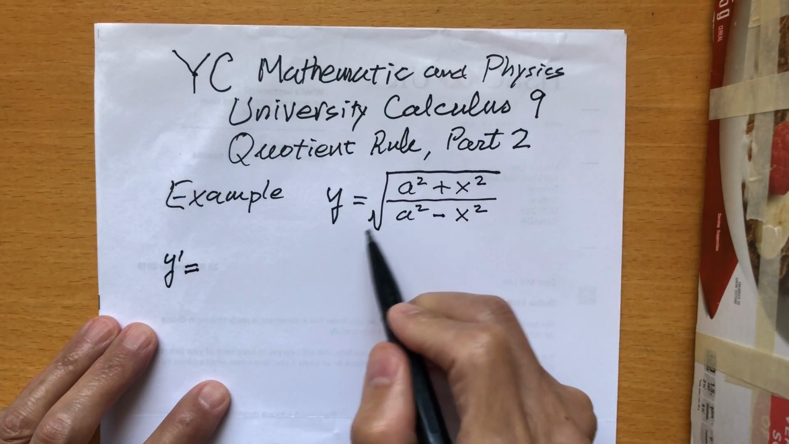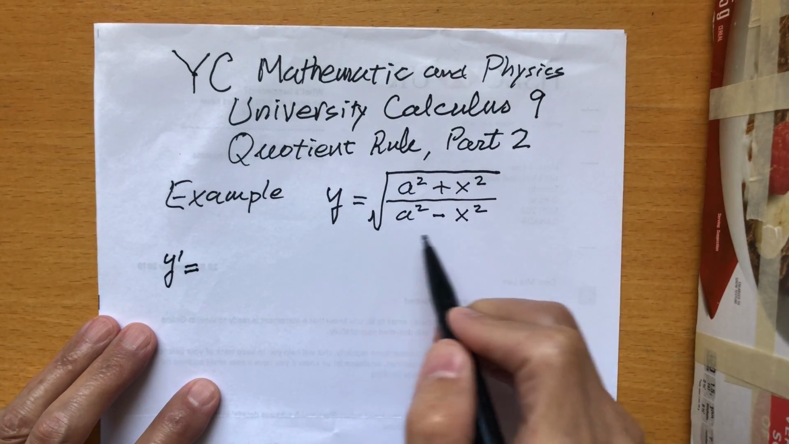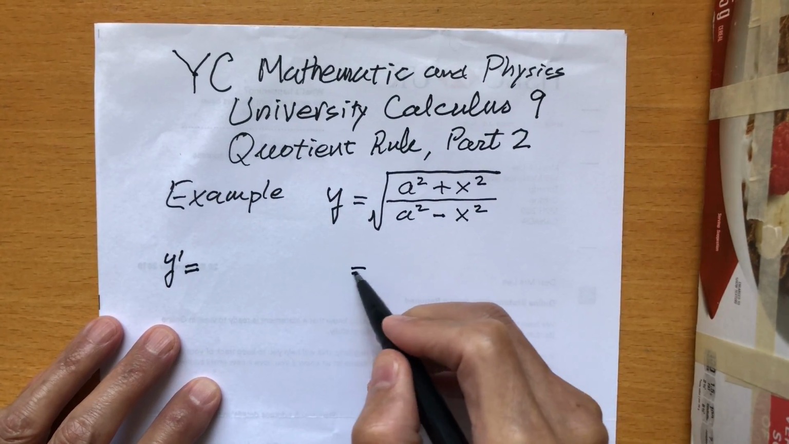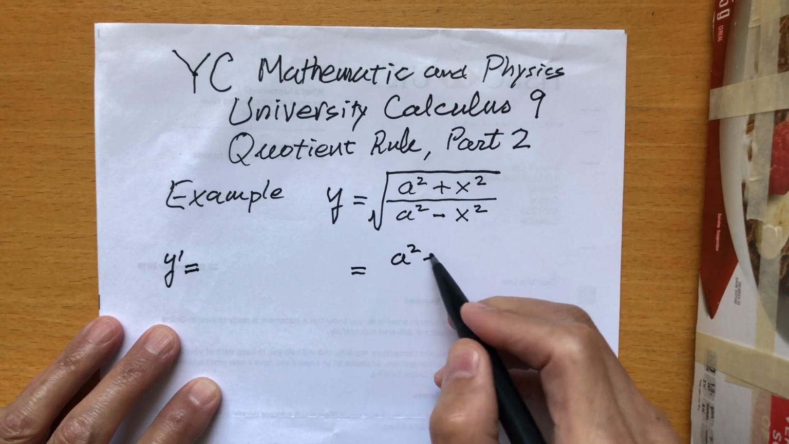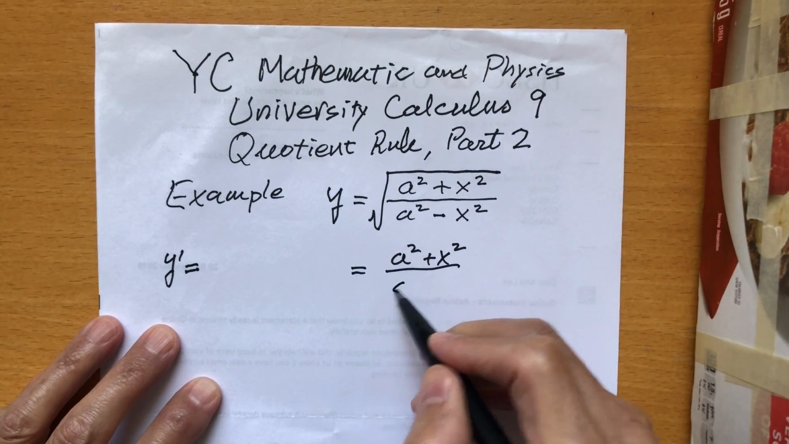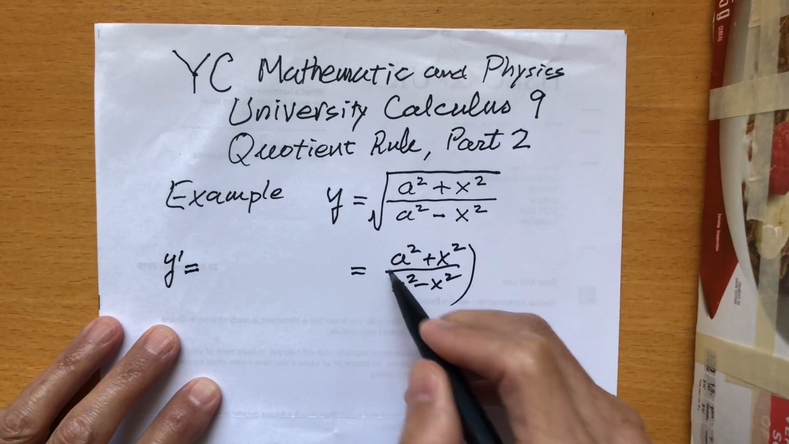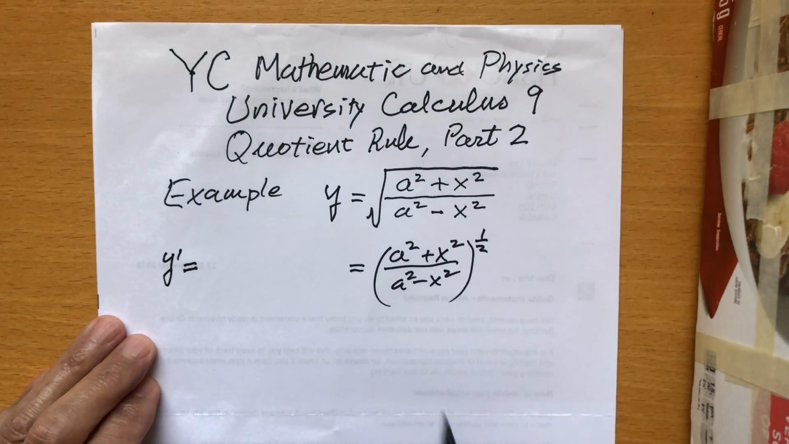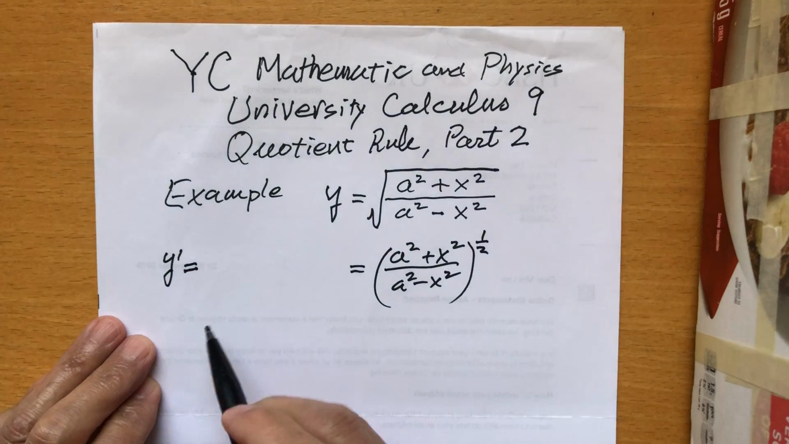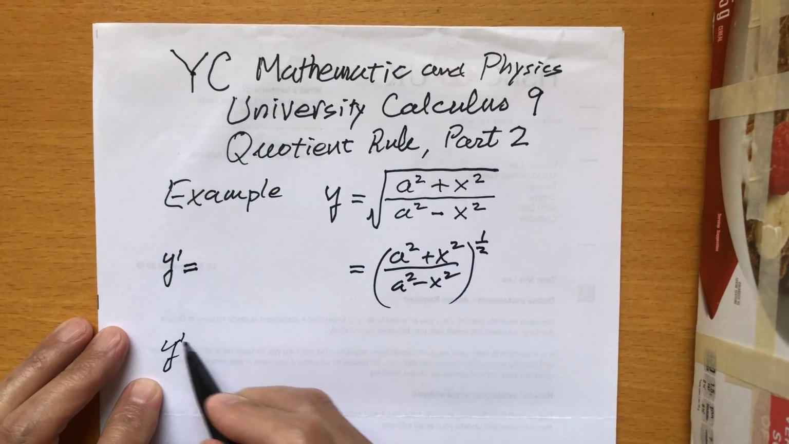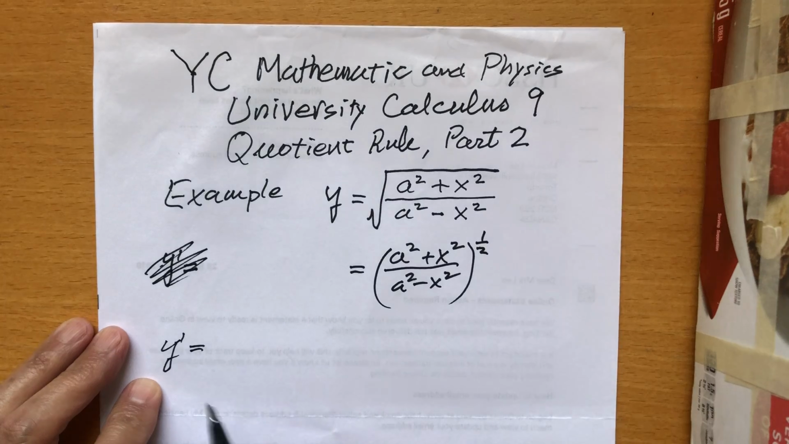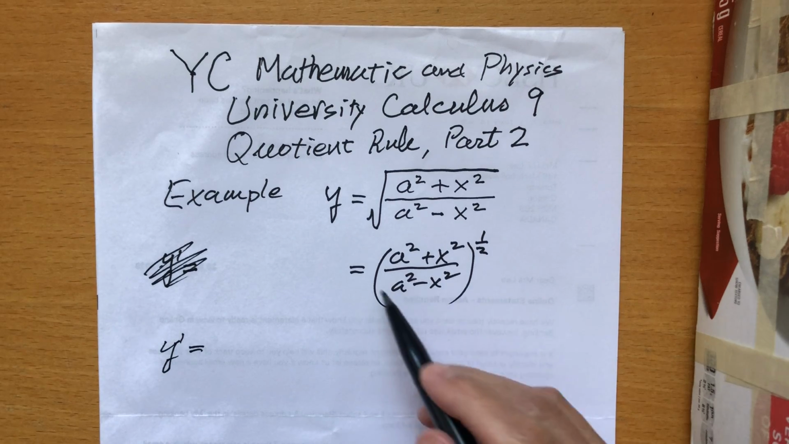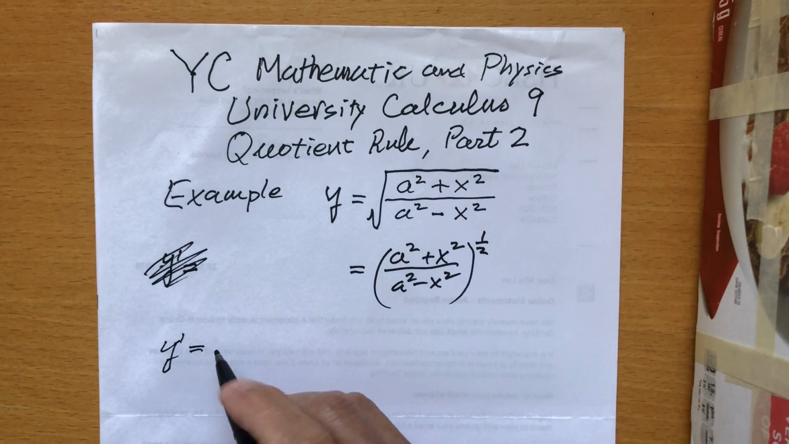Before we do the derivative, we have two ways to rewrite this. I can write this as a squared plus x squared over a squared minus x squared, to the power 1/2. Therefore, if I write it this way, then for my y prime I use the general power rule. So this is a power, you see? So use the general power rule.